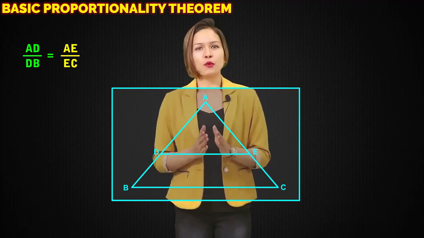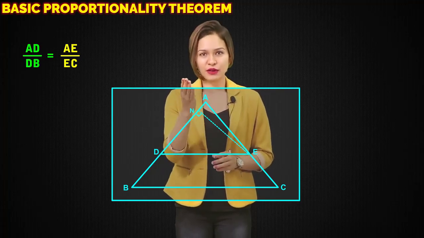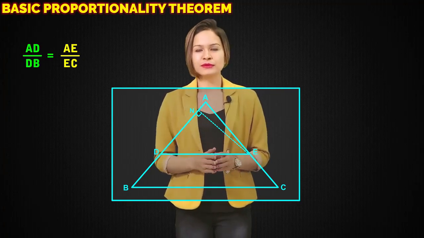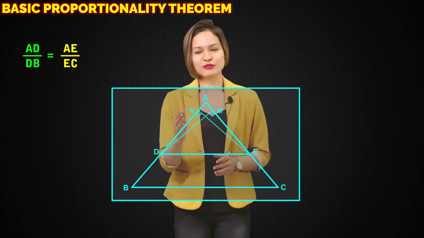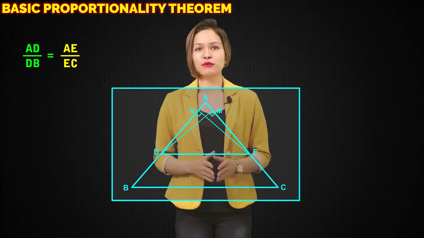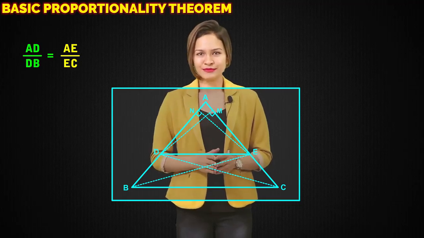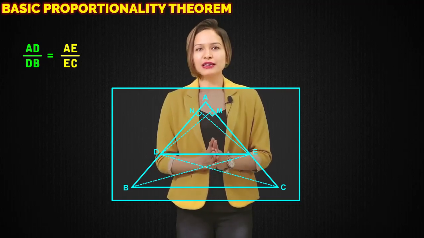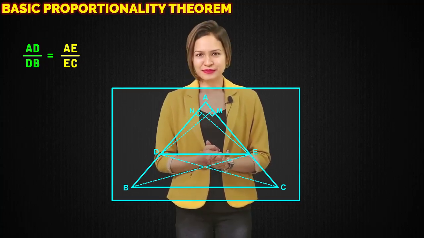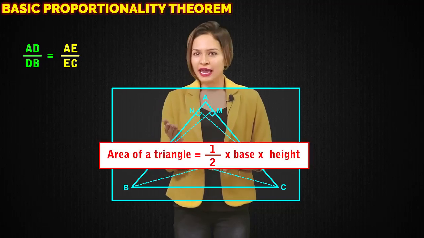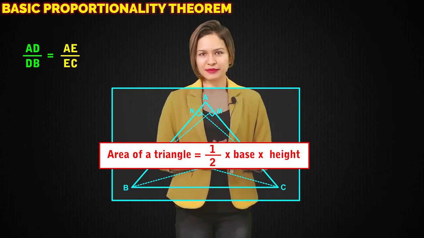Before proceeding ahead, we need to do some construction. We will draw a perpendicular EN from E to side AB. Similarly, we will draw another perpendicular DM from D to side AC. Now, join B to E as well as C to D. Can you recall the formula to calculate the area of a triangle? You have already studied that in your previous classes. Yes, area of a triangle can be calculated by half into base into height.